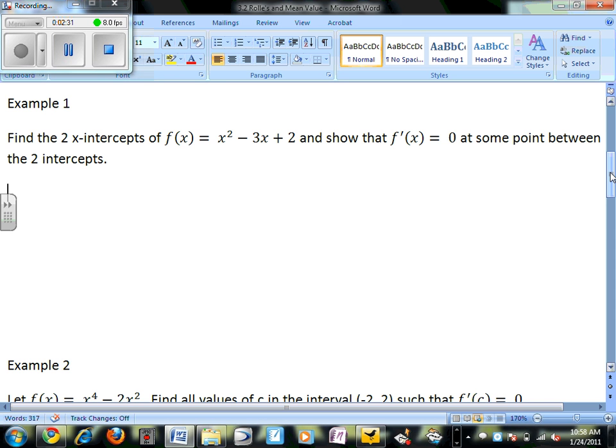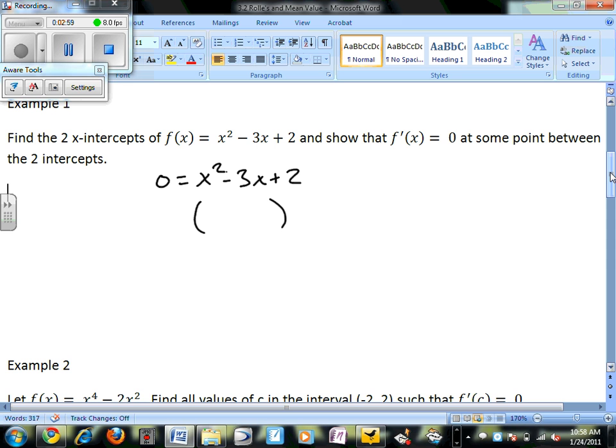Example 1 says find the two x-intercepts of this function here, x squared minus 3x plus 2, and show that the derivative equals 0 at some point between those two intercepts. Okay, so we're going to find the x-intercepts of x squared minus 3x plus 2. Well, the x-intercept's when y equals 0, right? So we're going to say 0 equals x squared minus 3x plus 2. To solve for x, it looks like we're going to have to factor.